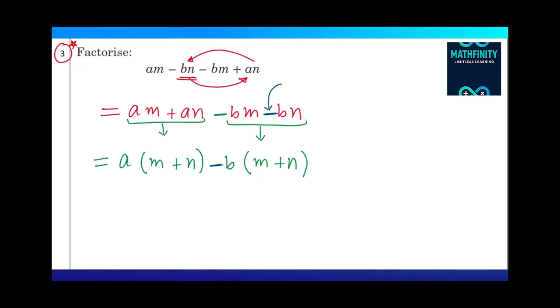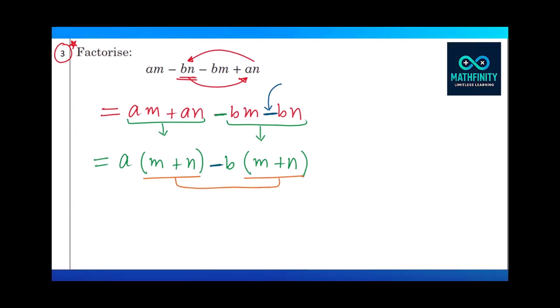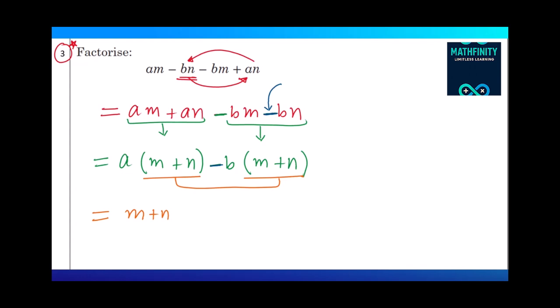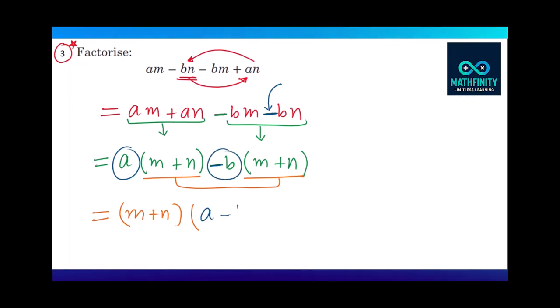After this step, you can check your brackets are the same, this bracket and this bracket. Yes, these two brackets are the same. It means till here we did everything correct. So m plus n you can write in one of the brackets, and in another bracket we have to write whatever the numbers are outside, like a and minus b. So a minus b. This is the final answer.